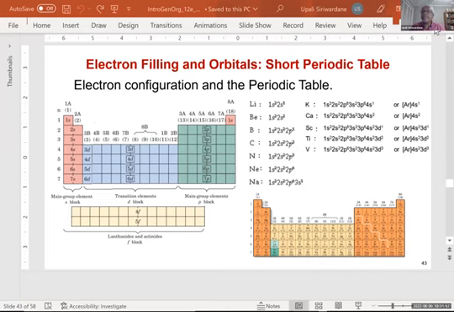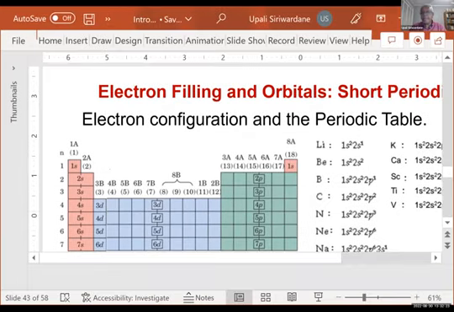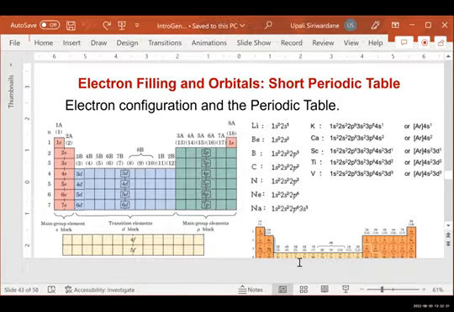Can you guys see my PowerPoint on a periodic table right now? Do you see a periodic table? Can you see my PowerPoint slides? What do you see on your screen? I can see. Okay. Do you see electron filling and orbitals? Yes. Okay. I want to make sure that you can see. All right.